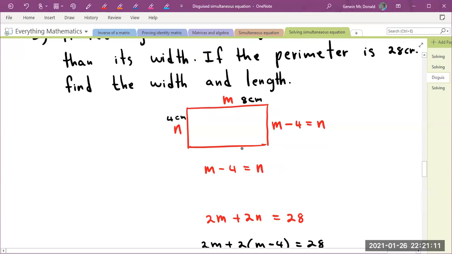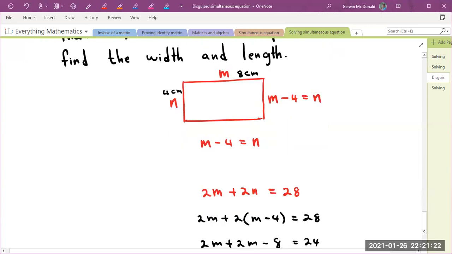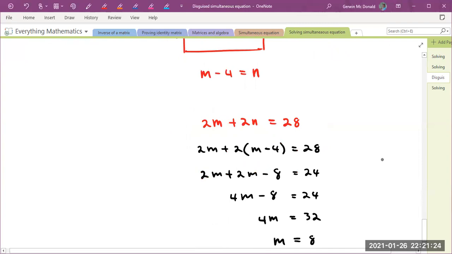We add up the sides and do indeed get a perimeter of 28. So that's another way in which you could solve this simultaneous equation. Although here, to be honest, I solved it more algebraically just to save time. But you could easily solve it simultaneously by making the coefficient of N or M the same, and then solve for either one of them. And you should end up with the same answer.